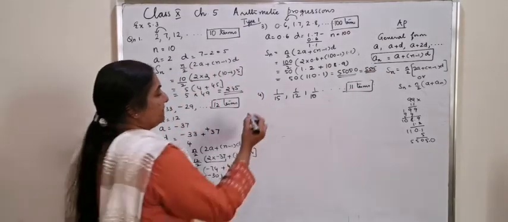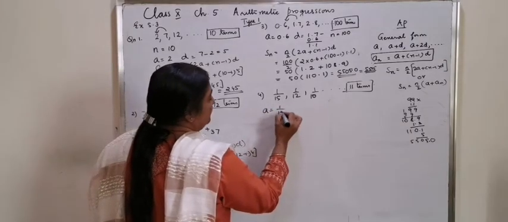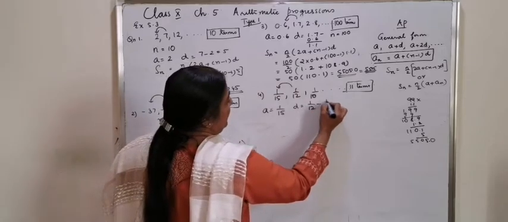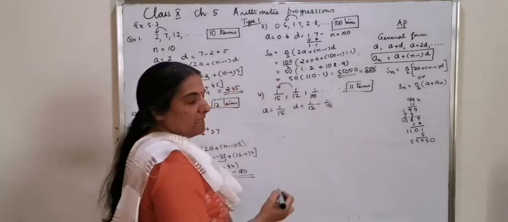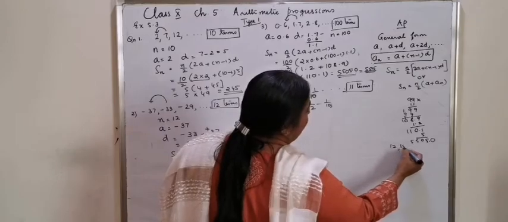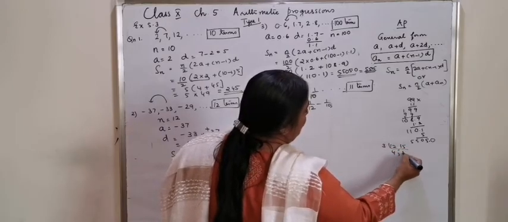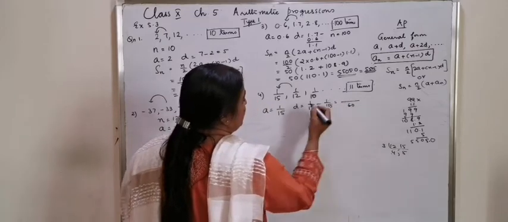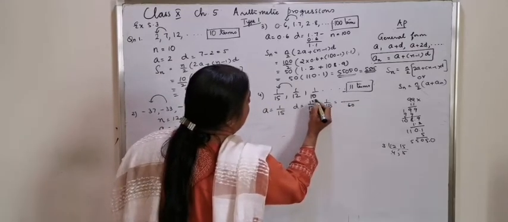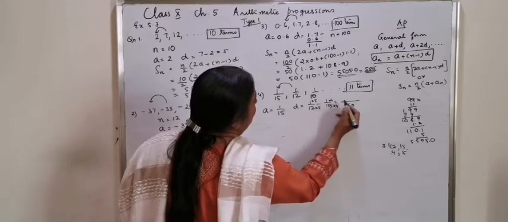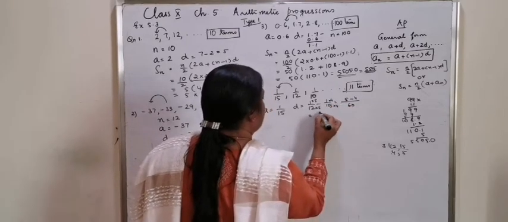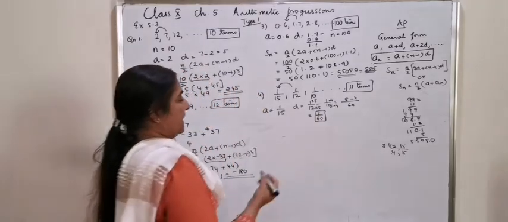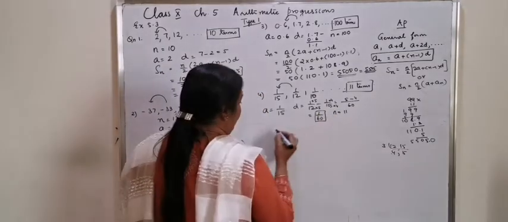The next is: A value is 1 by 15, D is equal to 1 by 12 minus 1 by 15. LCM of 12 and 15 with 3, 4 and 5: 4 5s are 20, 60, which is equal to 60. 5 minus 4 by 60, so D value is 1 by 60. N is equal to 11.